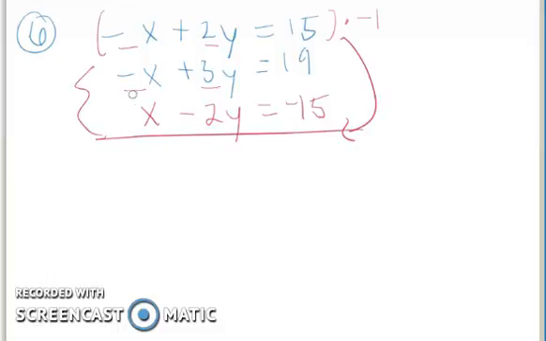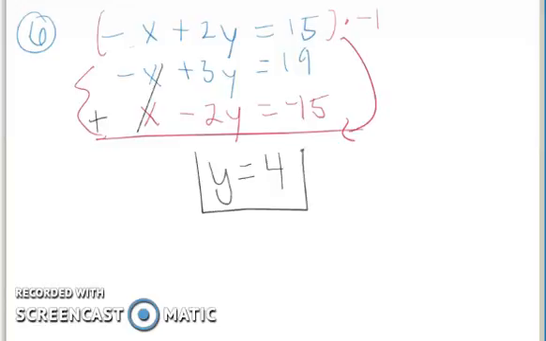It's kind of confusing having this line here, so I'm going to erase that. So hopefully that doesn't confuse us. All right. Now let's go ahead and do some adding. We're going to add these two equations. Negative x plus x, that's going to go to 0. 3 plus negative 2y, that's just y, and 19 minus 15, that's going to be 4.